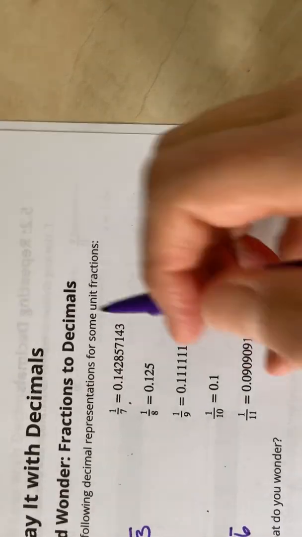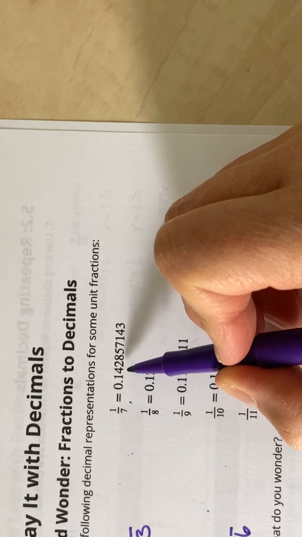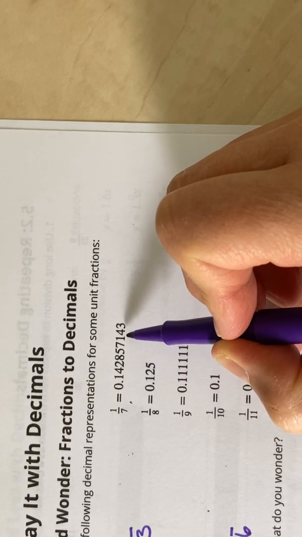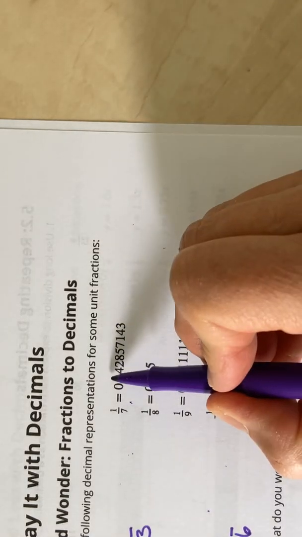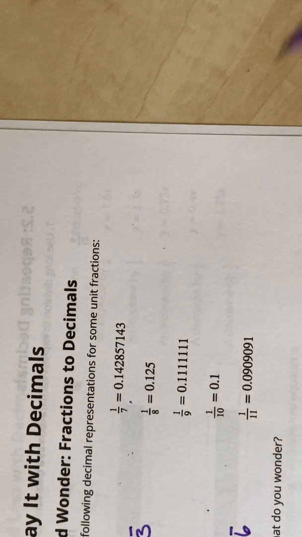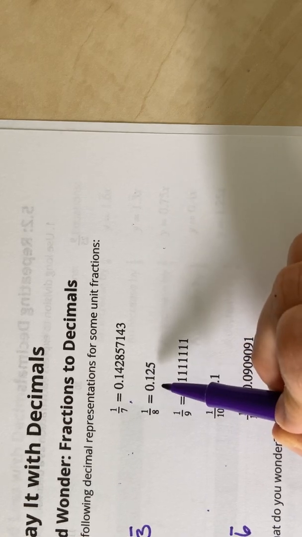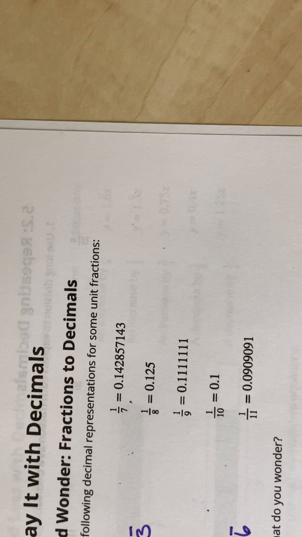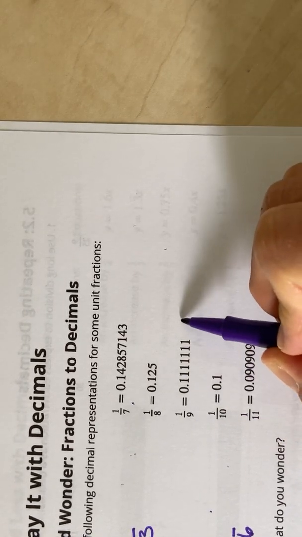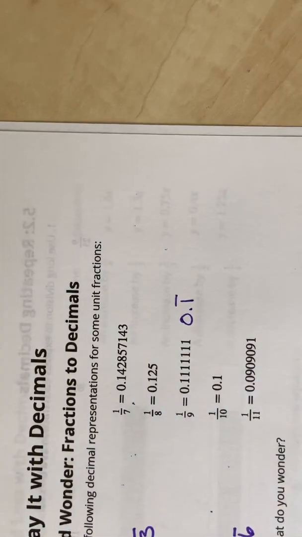1/7 is a long decimal. It's a repeating decimal. 0.142857143. And the whole thing repeats. You would just literally have to divide that whole thing out to figure that out. Okay. 1/8. So anything divided by 7 is going to be a long repeating decimal. 1/8 is 0.125, and that's a terminating decimal. That means it stops. This is 0.1 repeating. That would go on forever.